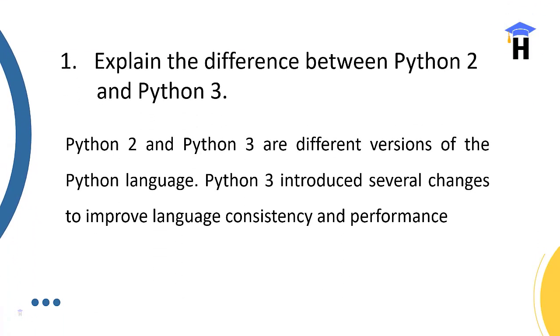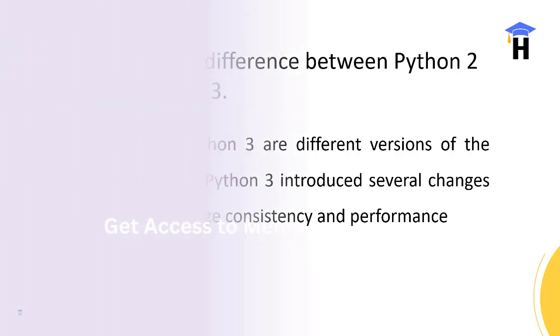Explain the difference between Python 2 and 3 versions. This is a super easy answer. You have to say that Python 3 is the latest version which is released. Python 3 introduced several changes, like improvements in language consistency and performance, compared to Python 2.